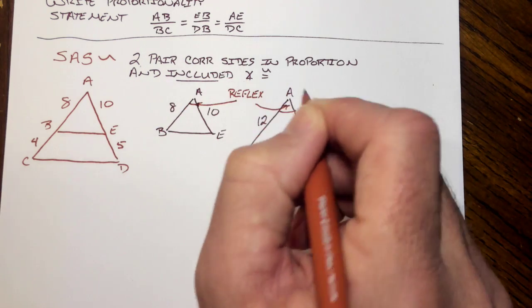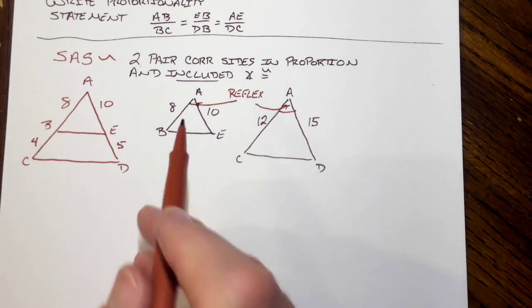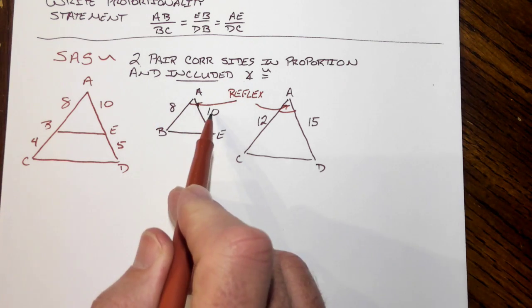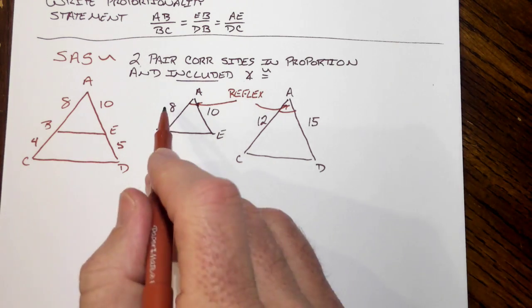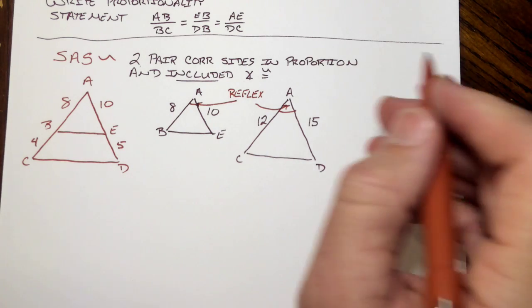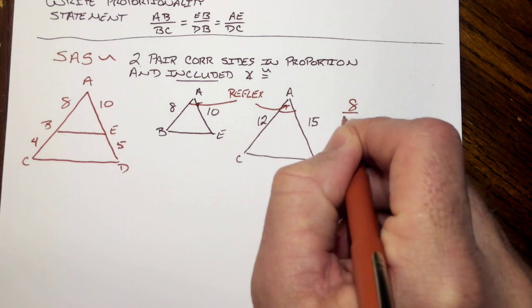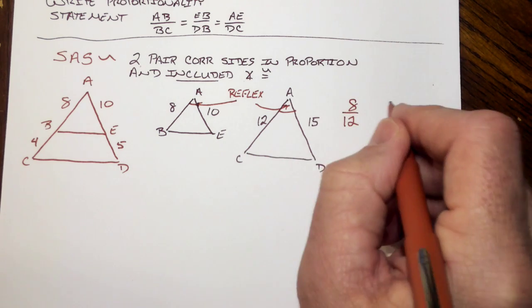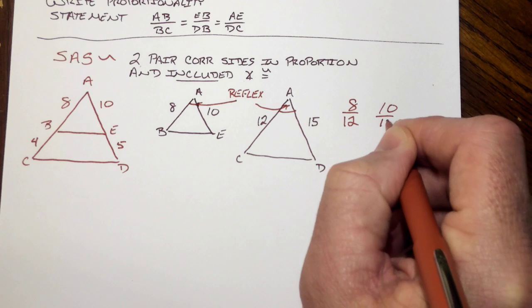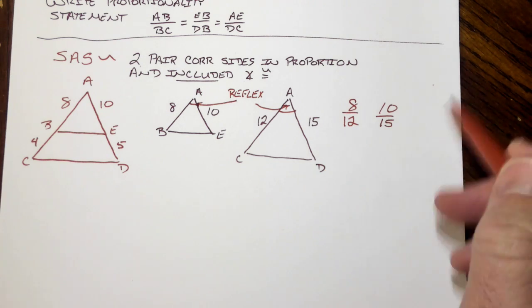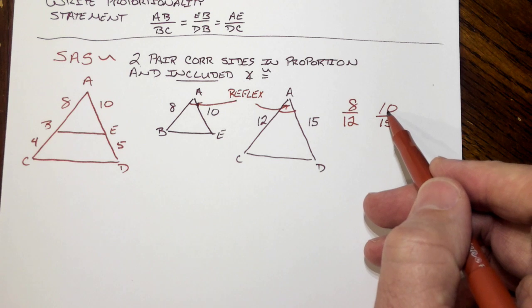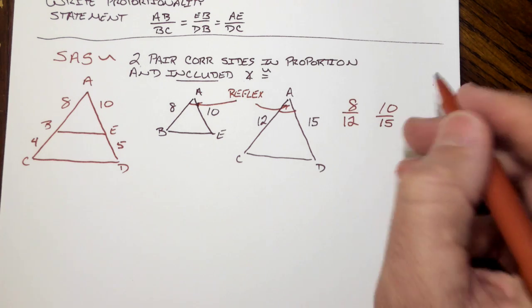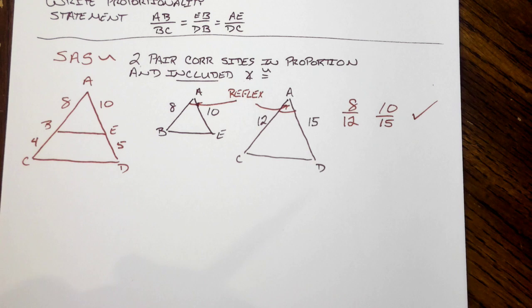So our angles are congruent. So we're looking at the angle between these two sides and between these two sides. So let's make a comparison. I'm going to choose small to large simply, or left to right. I'm comparing 8 over 12 to 10 over 15. Again, reduce, or I'm going to cross product this. There's 120, and that's also 120. So they check.